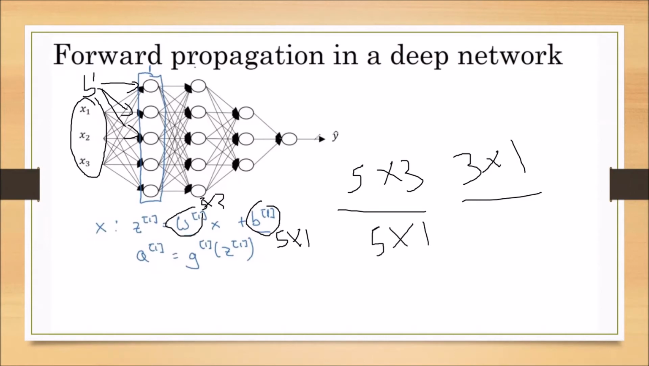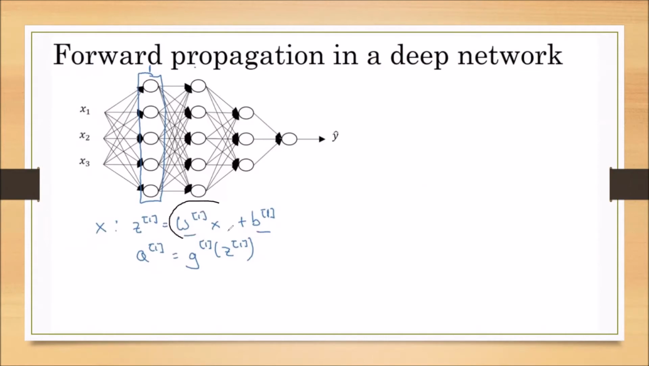So we are adding a 5 by 1 matrix with another 5 by 1 matrix, and the resultant Z matrix is also a 5 by 1 matrix. What is this Z matrix? It is the Z of the first layer activation units. It consists of 5 elements, and each element gives the Z value of the respective activation unit.